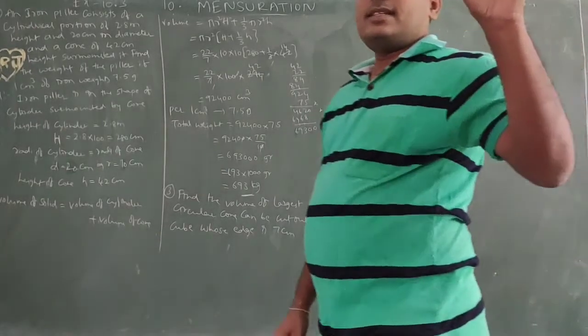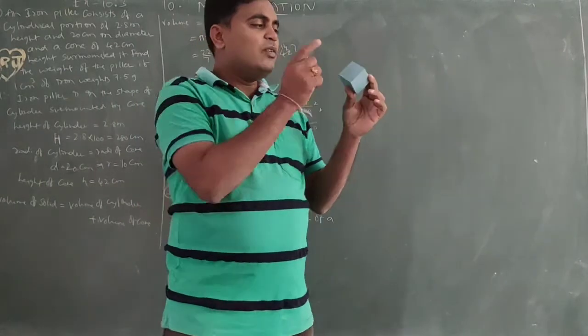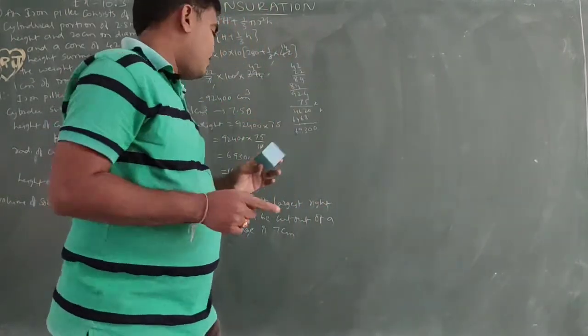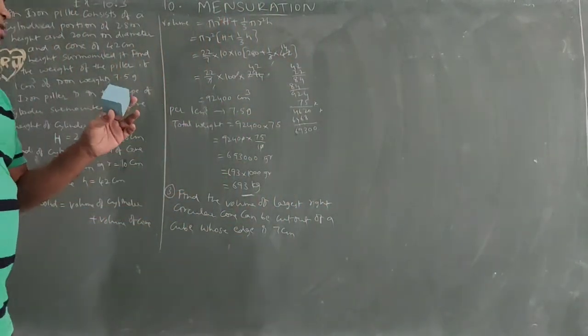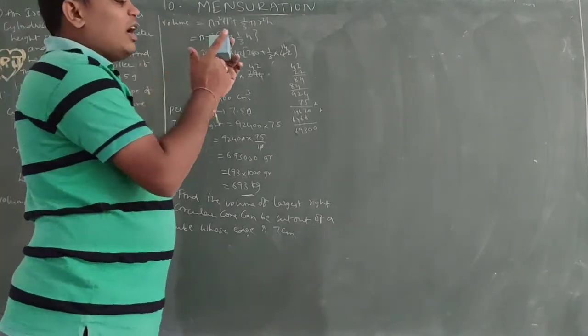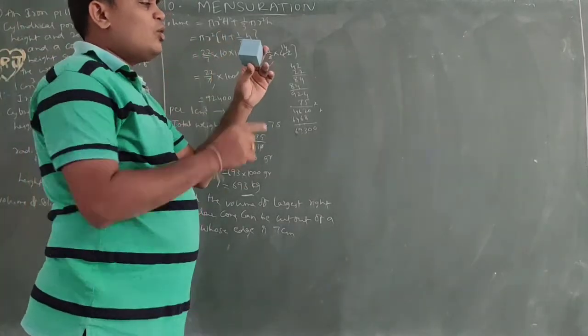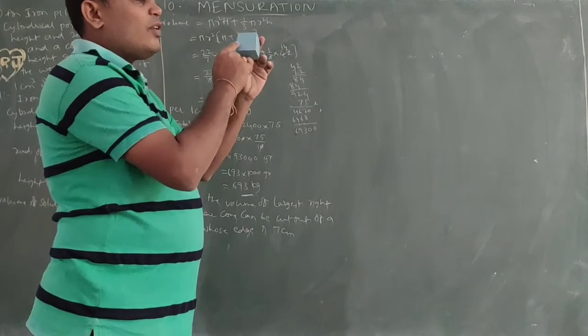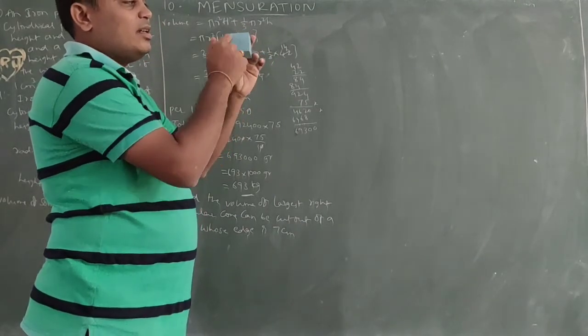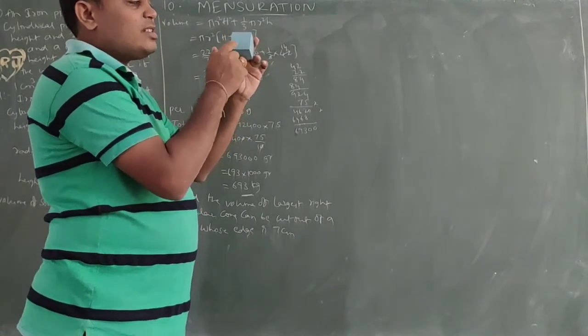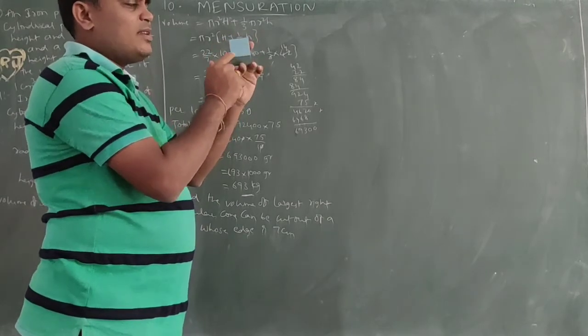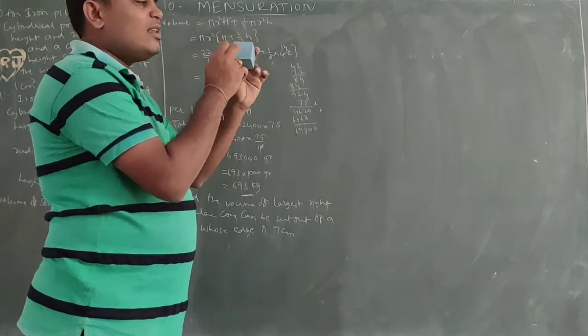Okay, so let us consider a cube. We need to find the volume of the largest right circular cone, so we need to find how to cut it. First we are taking a circle and a cut. So this is the circle, and this is the base.